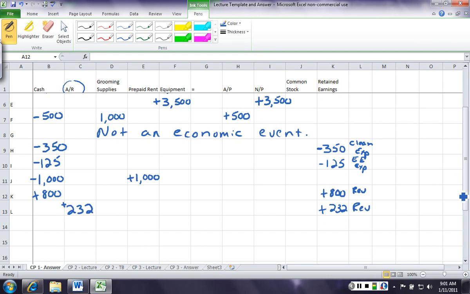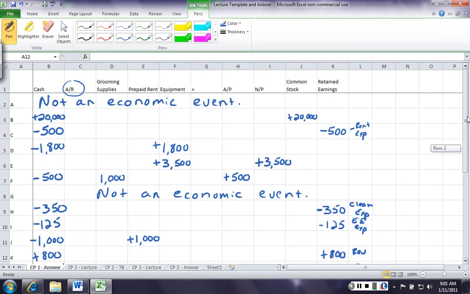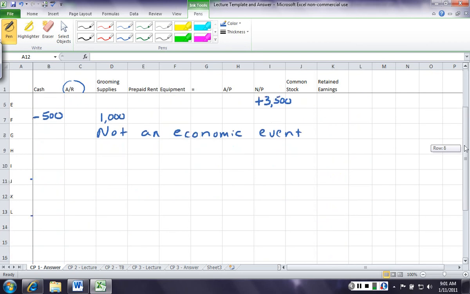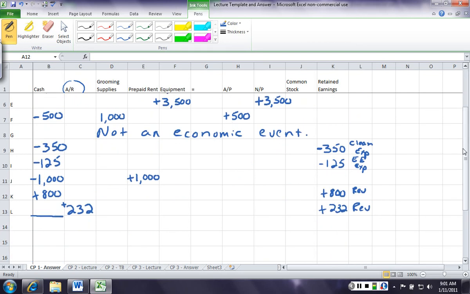The next step in transaction analysis is to go through and add these up. If I take our $20,000 that I started with, minus $500, minus $18,000, minus $500, minus $350, minus $125, minus $1,000, plus $800, I'm going to get $16,525. Accounts receivable totals $232. Grooming supplies is $1,000. Prepaid rent is $1,000. Equipment is $21,500 because remember I had 2 transactions here.